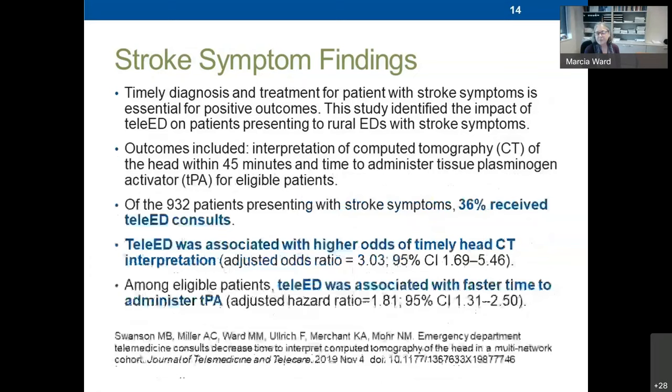Next slide. We were also able to look at stroke symptoms across the grantees. So obviously the one grantee that was focusing on pediatric isn't contributing data to these, but most of the other grantees are. I think there's one that's behavioral health and likewise would not have had patients presenting with stroke symptoms, but 4 of the 6 did. And so looking at those patients, a third of them, throughout the time, there was activation of the tele-ED, higher odds of timely head CT interpretation, and faster time to administer TPA. These results are similar to others because telestroke is luckily one of those applications that's been studied relatively frequently.